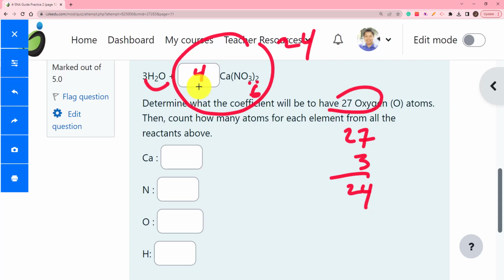There you go. So here I have 3 times 2, that is 6. 3 times 1, that's 3. And plus 24, that'll give you 27 for oxygen. For nitrogen, 4 times 1 times 2, that's 8. And calcium is 4 times 1, that's 4.